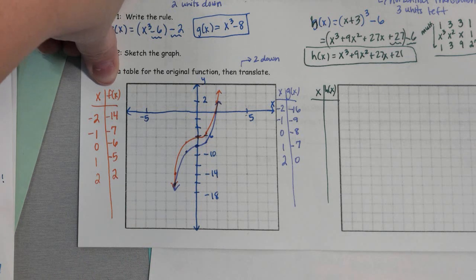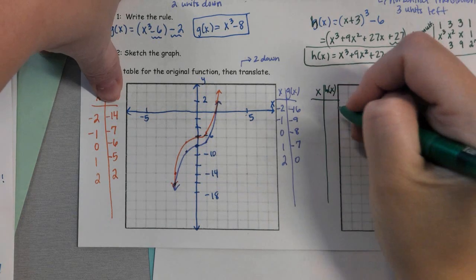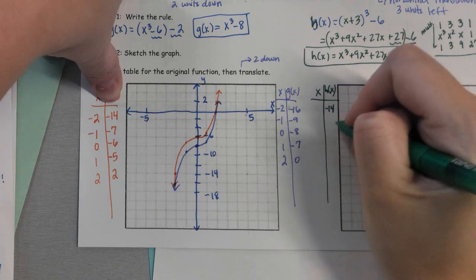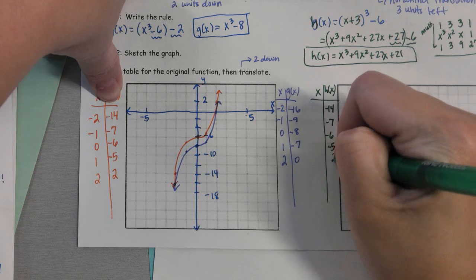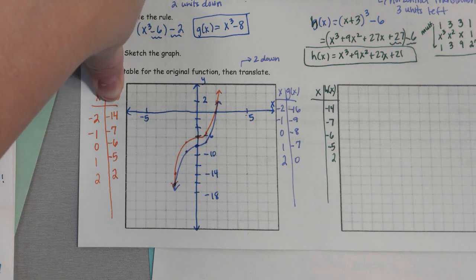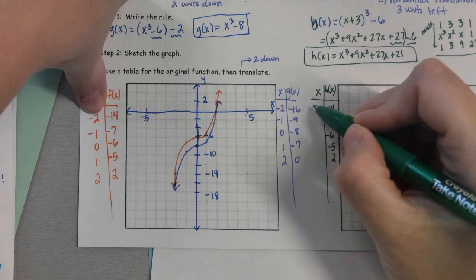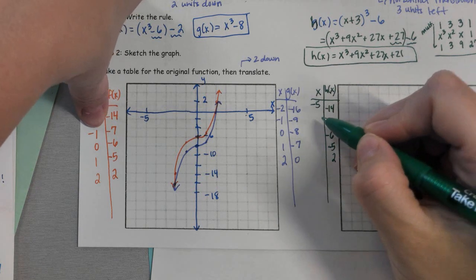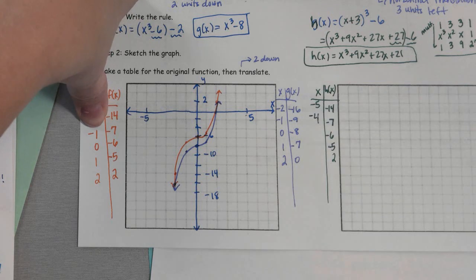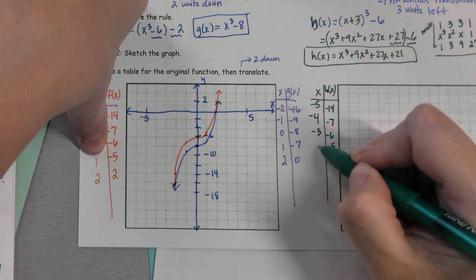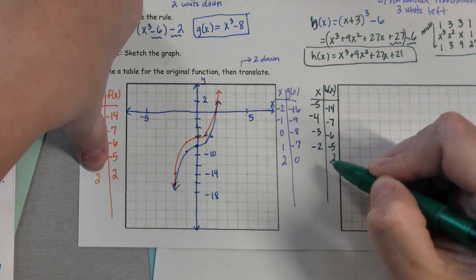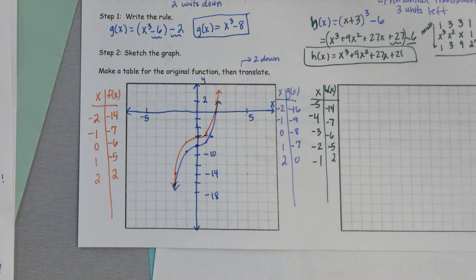Okay, so if it's a horizontal translation, 3 units left, all you would have to do is subtract 3 from those, and then these are going to stay the same. This is negative 14, negative 7, negative 6, negative 5, and 2. And again, you could do this right on your graph. So negative 2 minus 3 is negative 5. Negative 1 minus 3 is negative 4. 0 minus 3 is negative 3. 1 minus 3 is negative 2. And then 2 minus 3 would be negative 1.